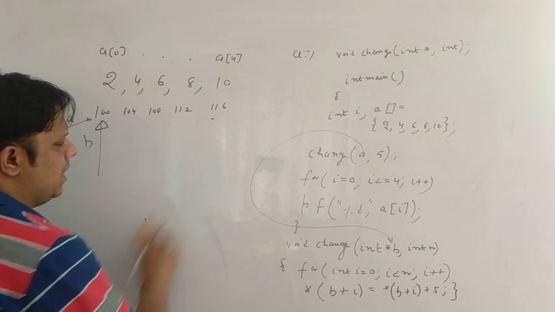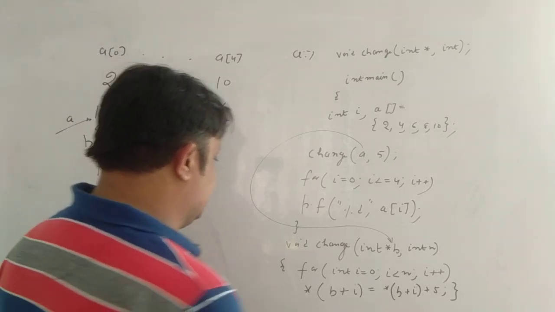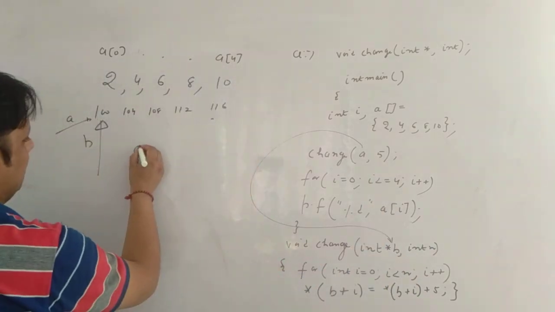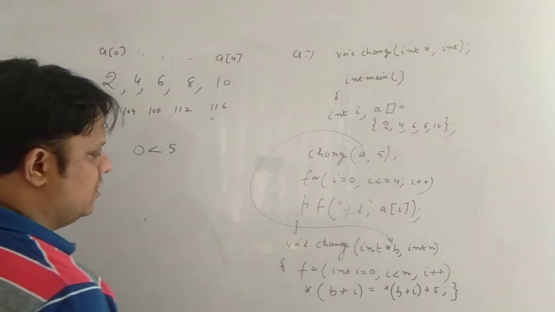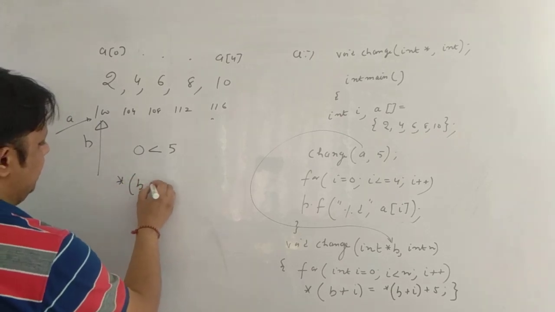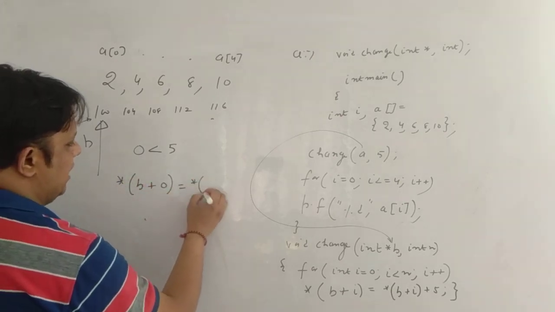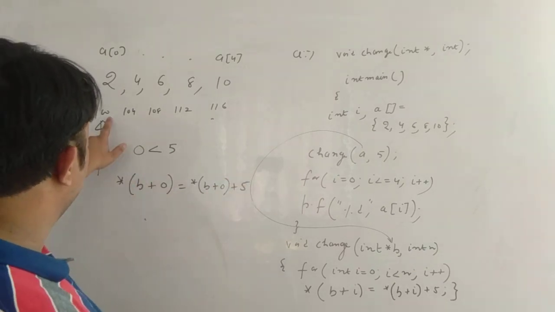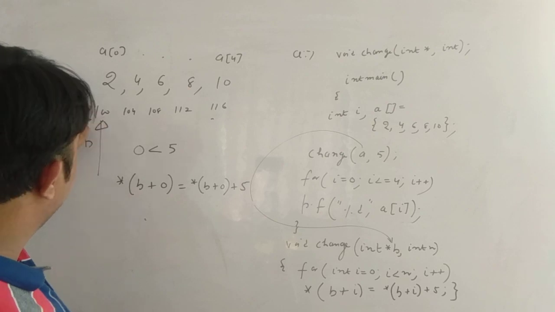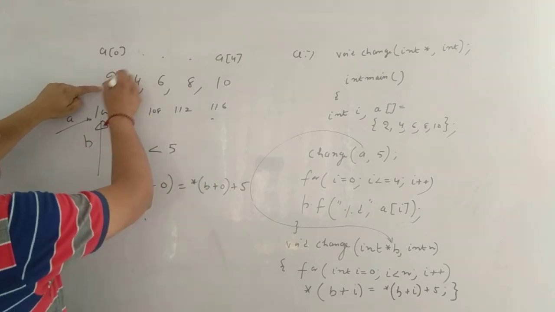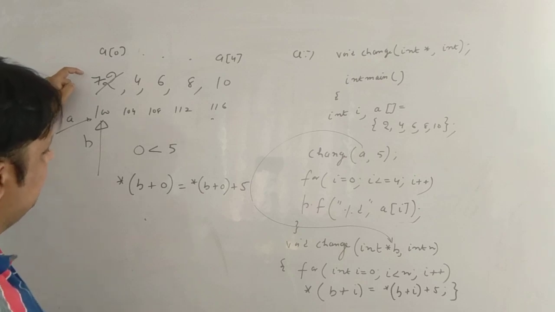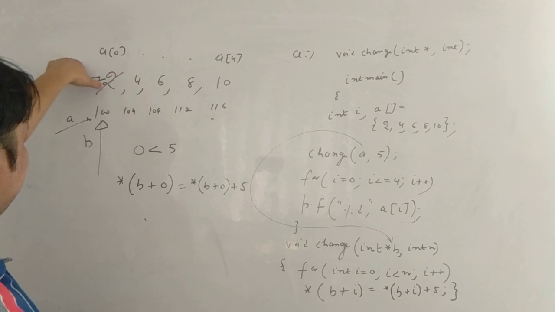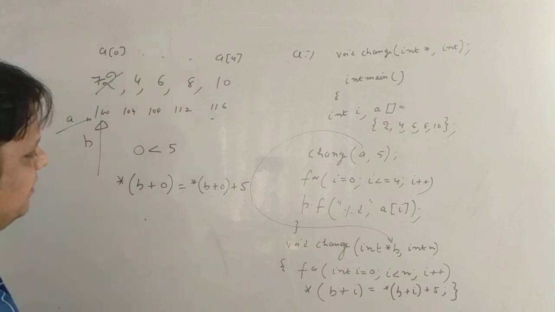Fine. Now i = 0, 0 less than, and what is the value of n? 5. So 0 less than 5, your condition is true. So what you are doing? You are writing *(b+0) = *(b+0) + 5. So b is pointing at 100, 100 plus 0, it will remain at 100. Star of this is 2, so 2 plus 5 is 7, and that 7 you are assigning to *(b+0). So this 2 you are replacing with 7 now, right?